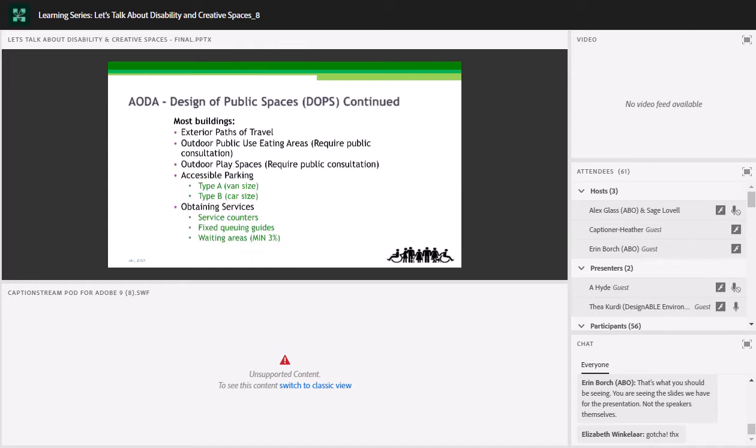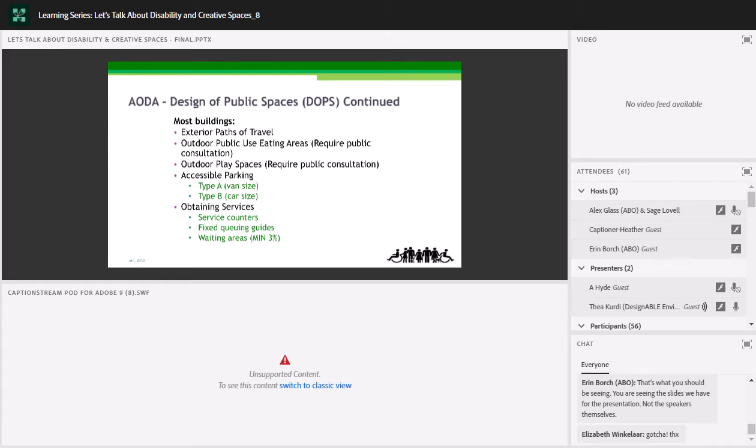So of all of that, most buildings are focusing on the exterior path of travel. How do you get to your front door? Do you have any outdoor eating areas as a part of your facilities? And if you do, the AODA requires public consultation. Do you have any outdoor play spaces for all of those kids that might be coming if they need to burn off a little steam? And this also requires some public consultation. That might sound intimidating, it's really not that hard.